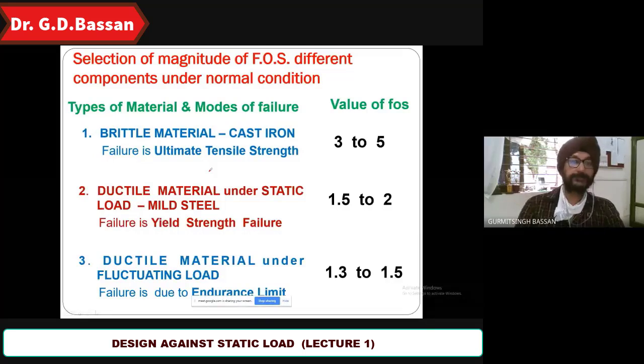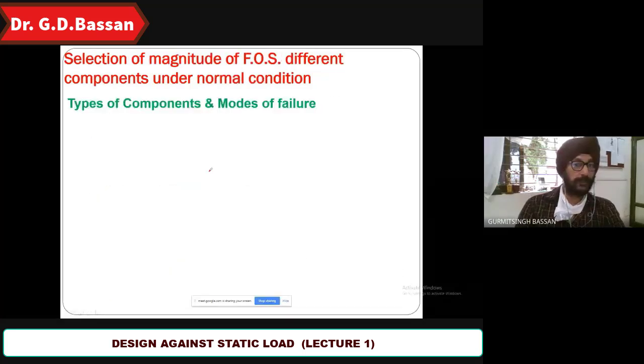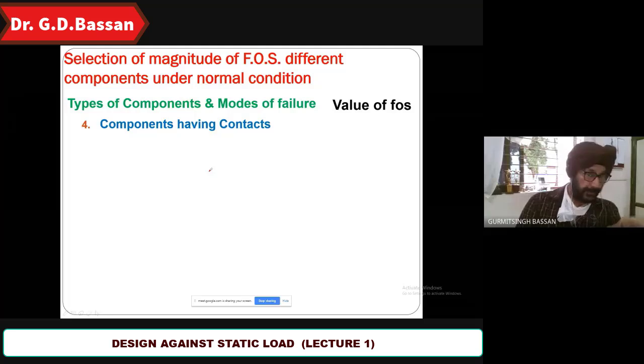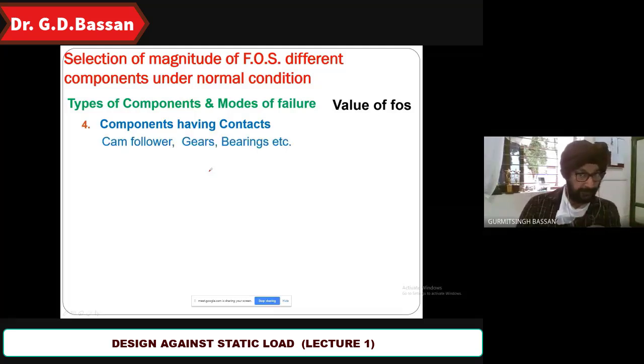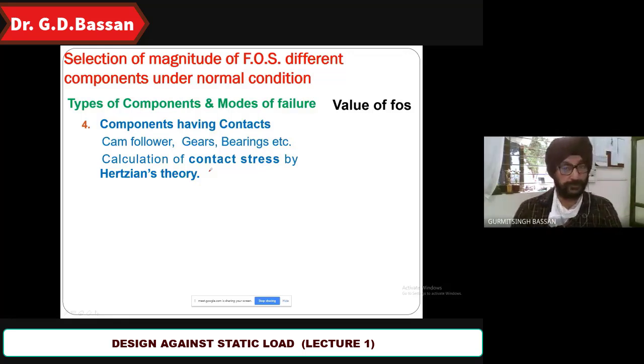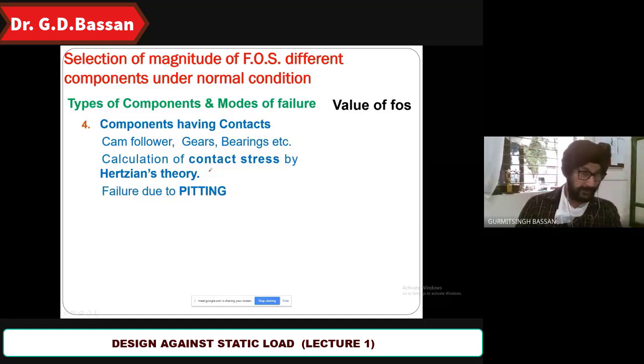Okay, now the components having contact. So when two components have direct contact with each other, like cam follower, gears, bearings, etc., here the Hertzian stress is to be used. Hertzian theory to calculate the contact stress is to be used for the calculation or designing of this particular component. And the failure is due to pitting.